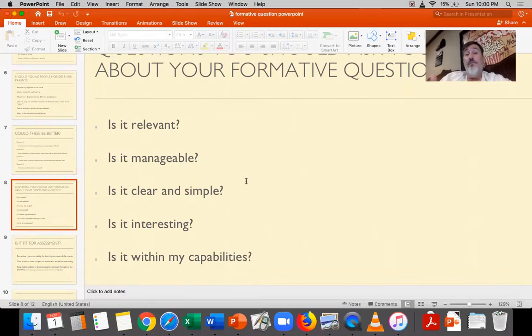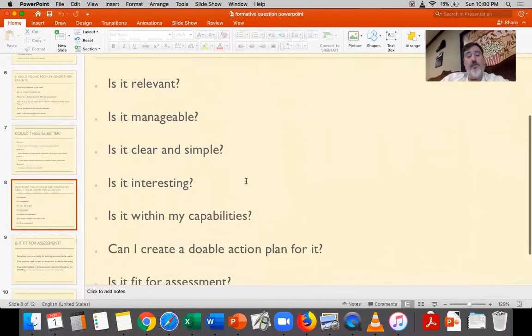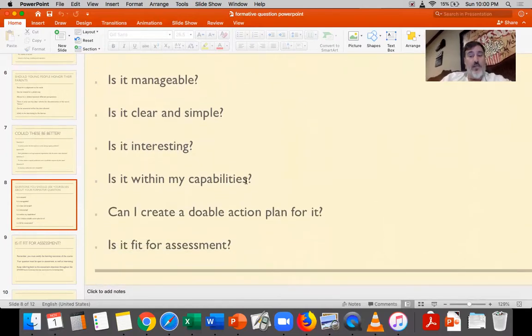You know yourself, and you know the work you're capable of producing. Is it going to require you to analyze a bunch of data? Is it going to require you to have some base knowledge of physics that you don't have nor will be able to obtain? Is it something that's within your capabilities as a learner? Can you create a doable action plan for it? That to me is very similar to, is it manageable? But is this something that you think you can do?